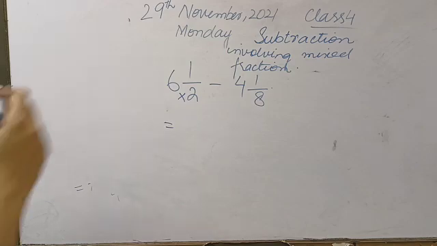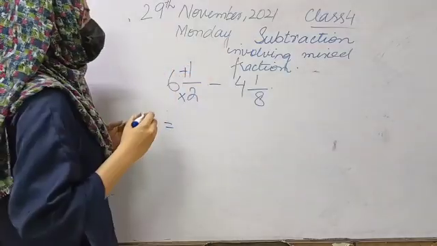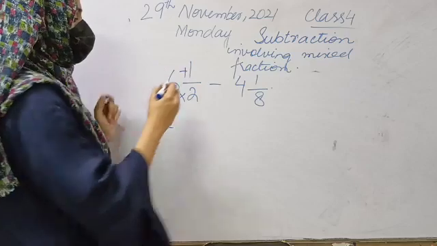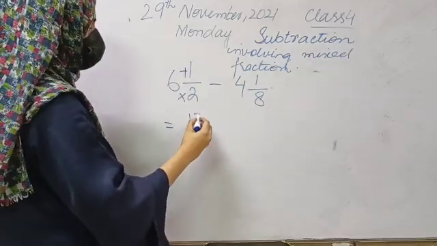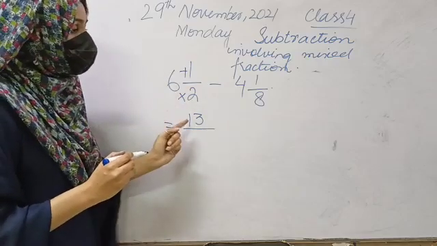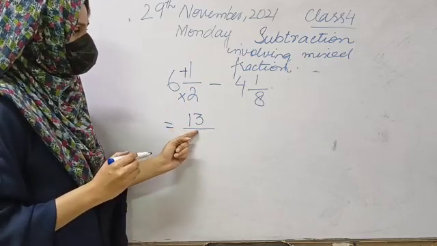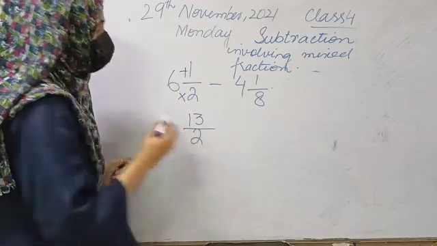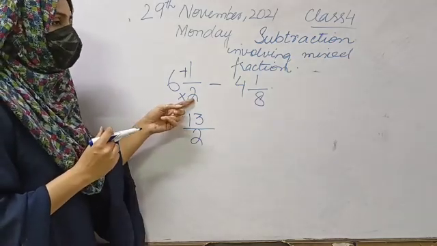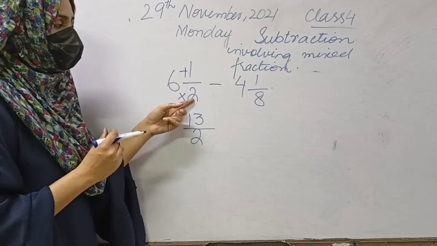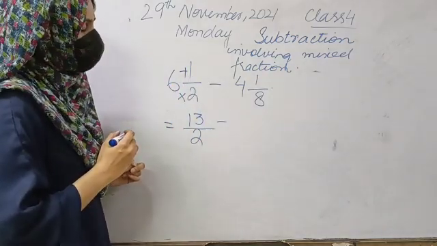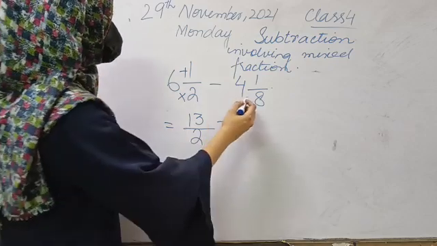After multiplication, we will add the number which is present in the numerator part. So 12 plus 1 is 13. I will write 13 in the numerator portion, and the denominator will be written as it is, which we already have in the denominator. ठीक है? Now there is a sign which is minus. In between I will write it like this.